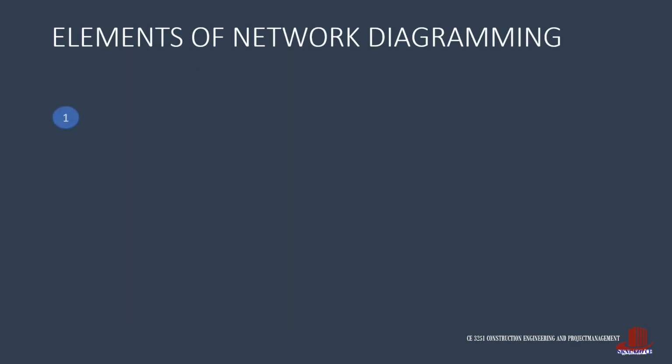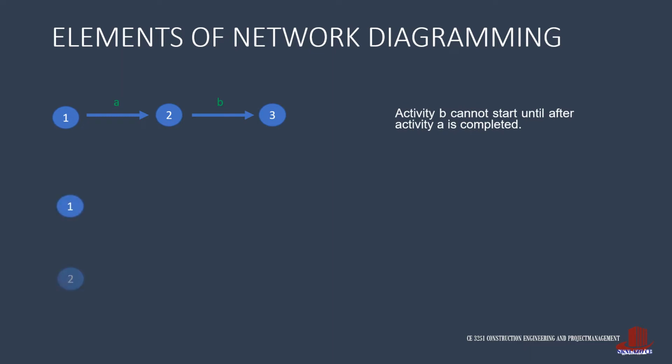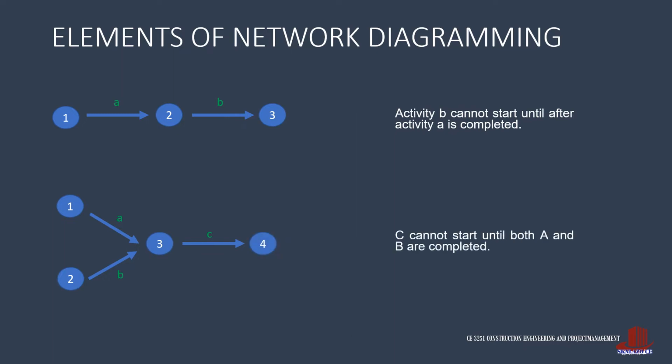Before drawing a network, we should master the elements of network diagramming. The first illustration shows that activity A precedes B, which means that B cannot start unless activity A is finished. With the next illustration, both activities A and B should be completed as they precede activity C.